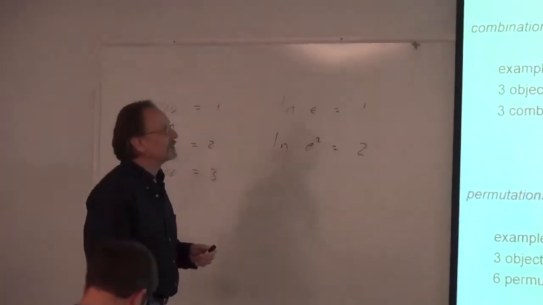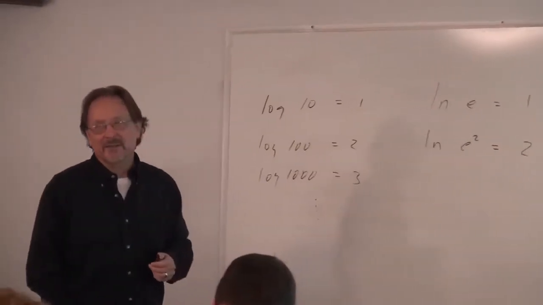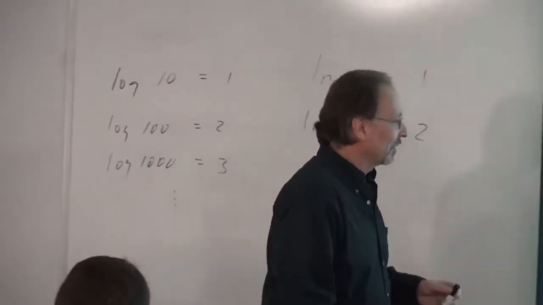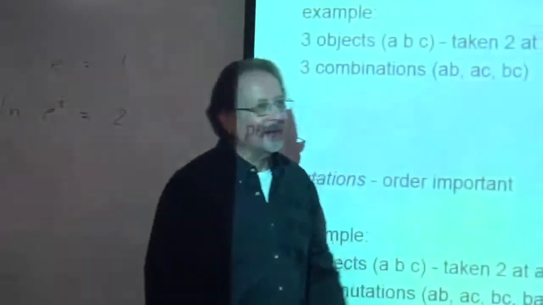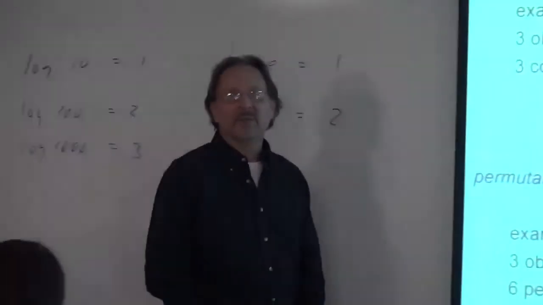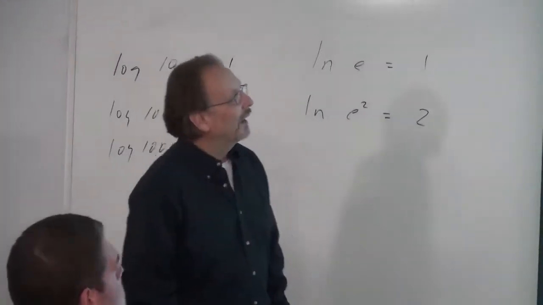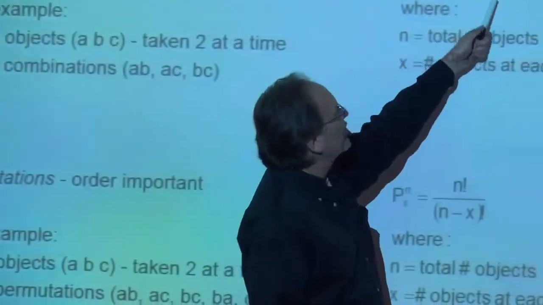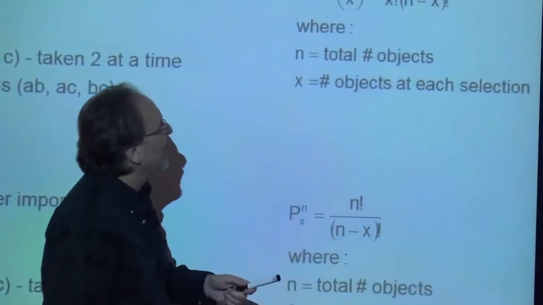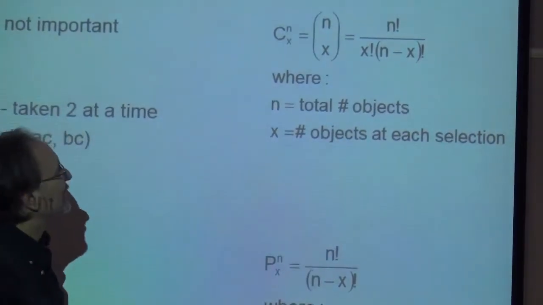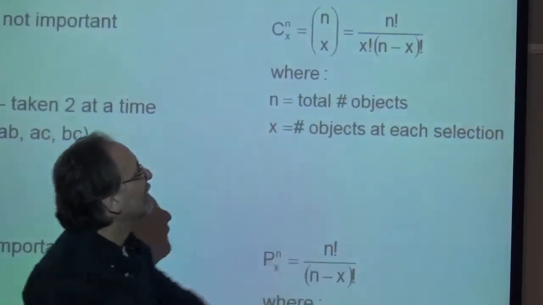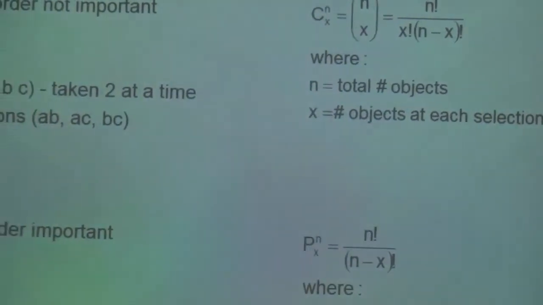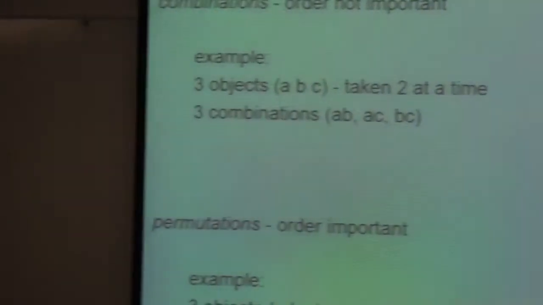Because in combinations, the order doesn't make any difference. In permutations, order does make a difference. So AB and BA is a different permutation, even though it's the same combination. Okay? And the way you can remember that is that the denominator in combinations includes x factorial, where it doesn't in permutations, and since the denominator is bigger, that means that you will have fewer combinations. So that's the difference between a combination and a permutation.